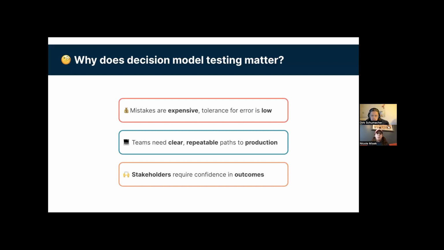Teams also need a clear, repeatable path to production. They need to know that when they want to get their decision model out into production, there are these 4 or 5 gates that they have to pass in order to feel confident pushing that up into a production environment. And in that same vein, your stakeholders require confidence in outcomes. And so giving them a set of criteria for what you've tested to be able to move into production is important.